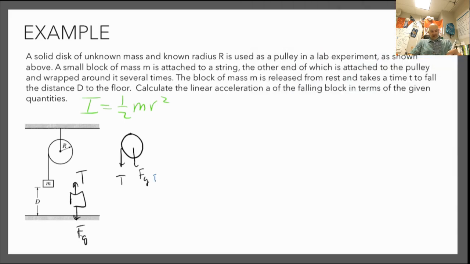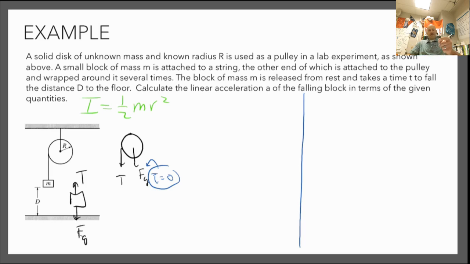this does not create a torque because it's at the axis of rotation. I'm not saying that the sum of the torque is equal to 0. I'm saying that the FG does not create a torque because it is drawn at our axis of rotation, okay? So again, draw, sum, solve. Draw a free body diagram, force diagram, sum the forces, solve for what we're looking for, okay?